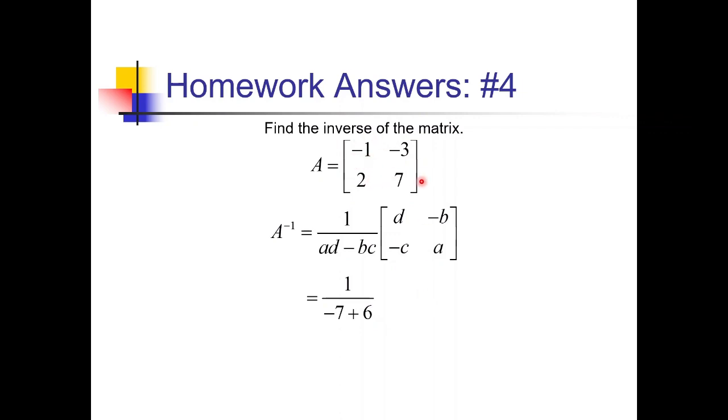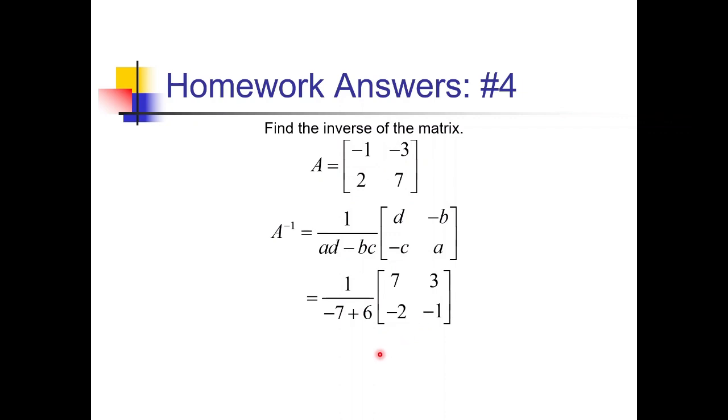And inside the matrix, we're going to be switching the top left and bottom right. So -7's up here, -1 is down there. And then we negate the bottom left and upper right. So we have -2 and +3 in those positions.